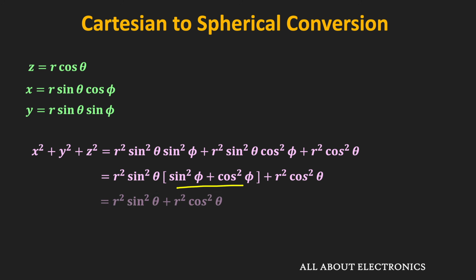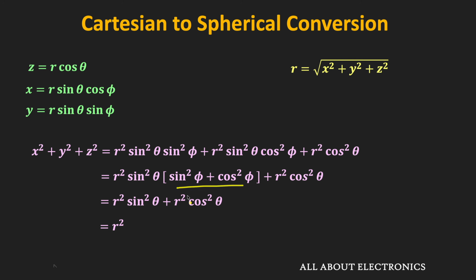That means we will have r square sin square theta plus r square cos square theta. Once again, if we take r square common, then we will have sin square theta plus cos square theta, and once again, as you know, that is equal to 1. So we can say that x square plus y square plus z square corresponds to r square, or we can say that r is equal to square root of x square plus y square plus z square.